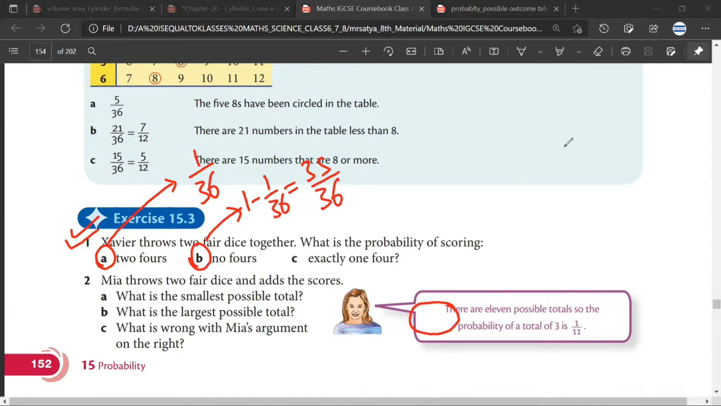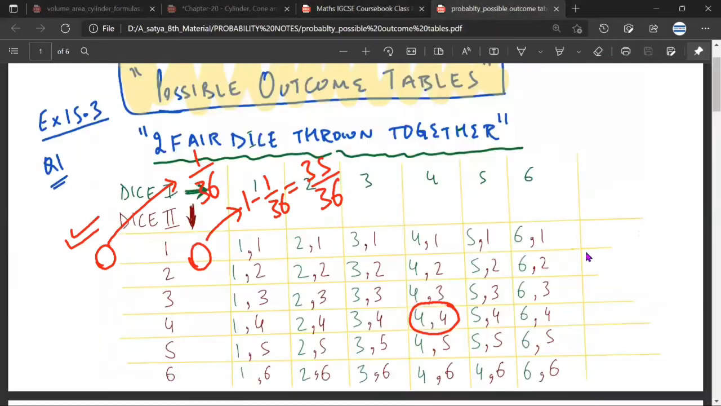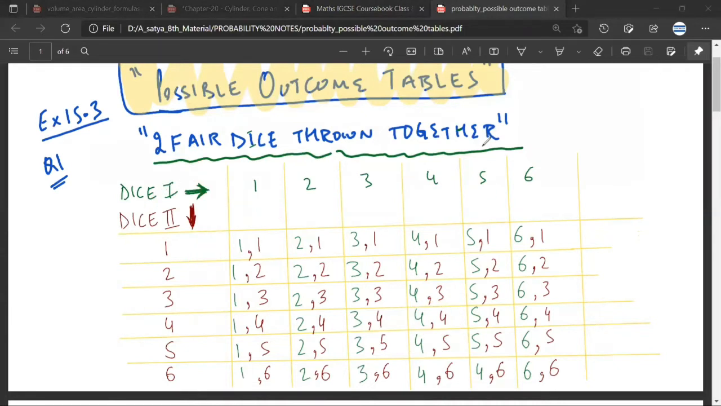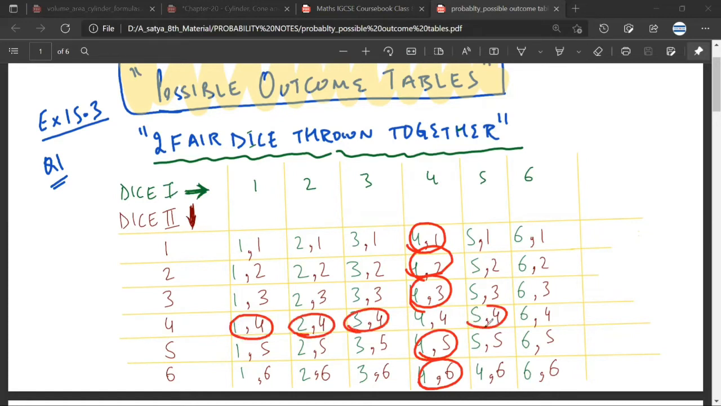But if I have to answer this C part, exactly 1 4, then I'll have to look at my table. And then I'll see 4 1, 4 2, 4 3, 4 5, 4 6. Here I am getting exactly 1 4. Similarly, 1 4, 2 4, 3 4, 5 4, 6 4. Do you see 4 anywhere else?